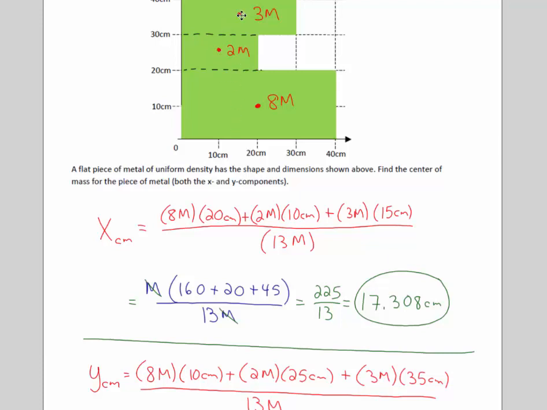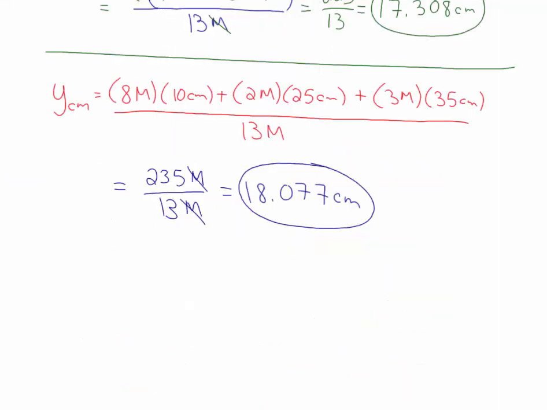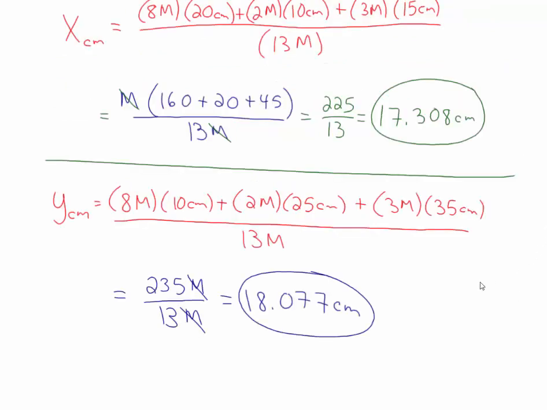And we have this third object with the mass of 3m at a height of 35 centimeters. And again, we're going to divide by the total mass of 13m. And so in the numerator, we have 235m divided by 13m, which gives us a y coordinate of the center of mass of 18.077 centimeters. And so this was a 2-dimensional object, and so we have an x and a y coordinate to the center of mass of this object.